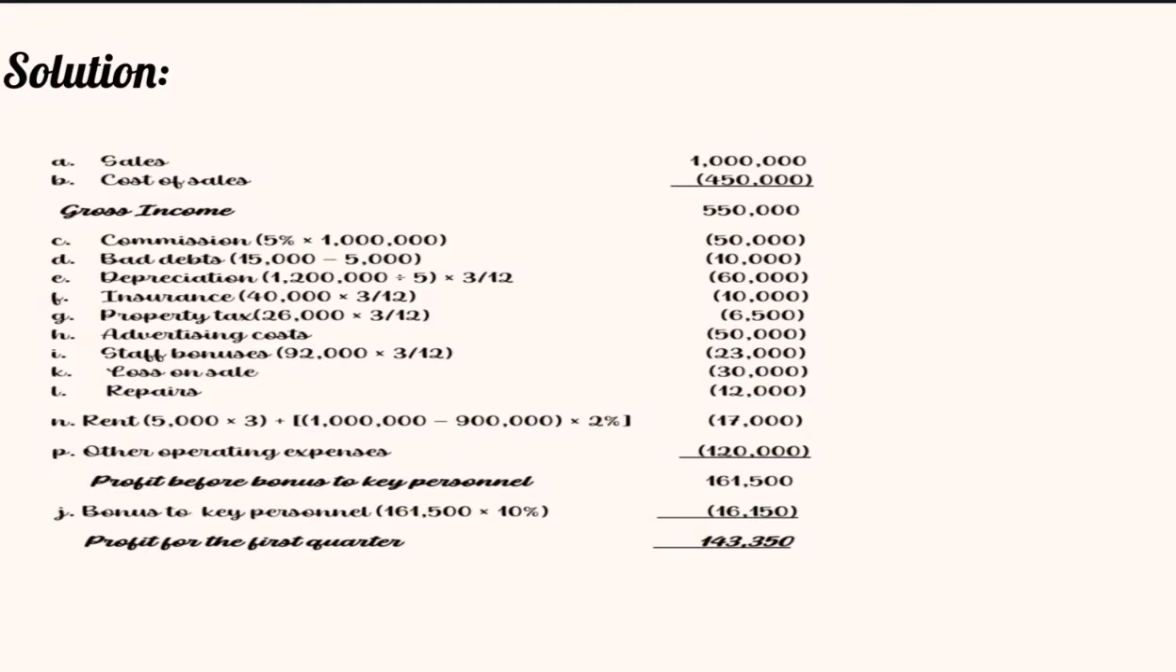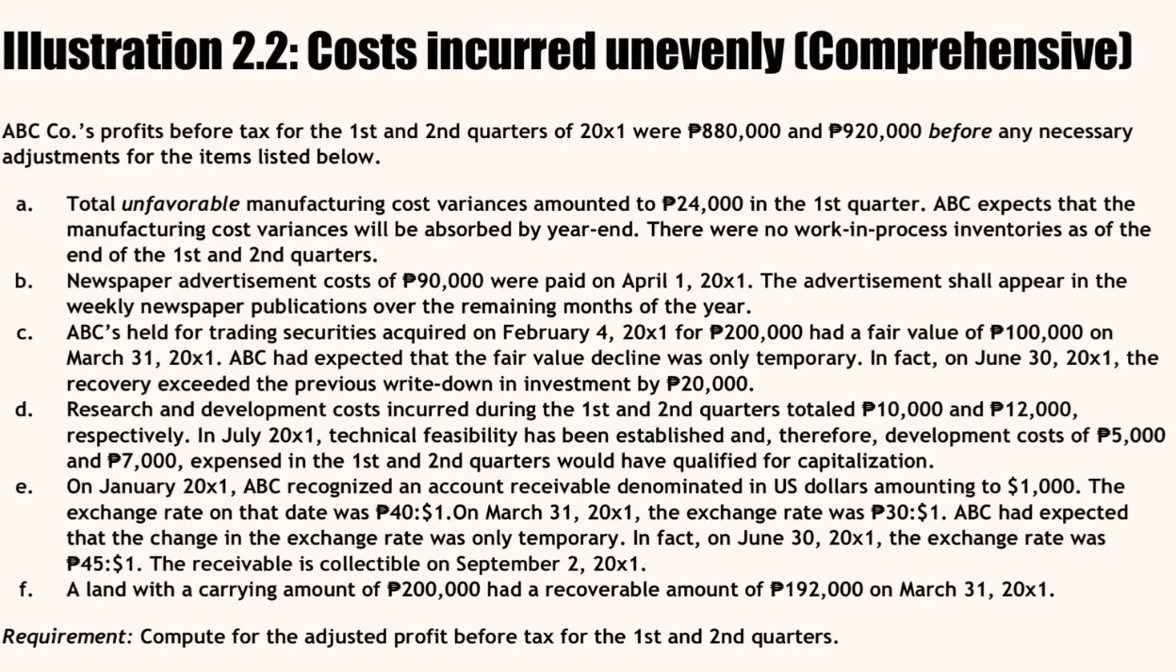Bonus to key personnel, negative 16,150, and the profit for the first quarter would be 143,350. Note that items N and O in the illustration above shall be recognized only when actually incurred. Another example for costs incurred unevenly.